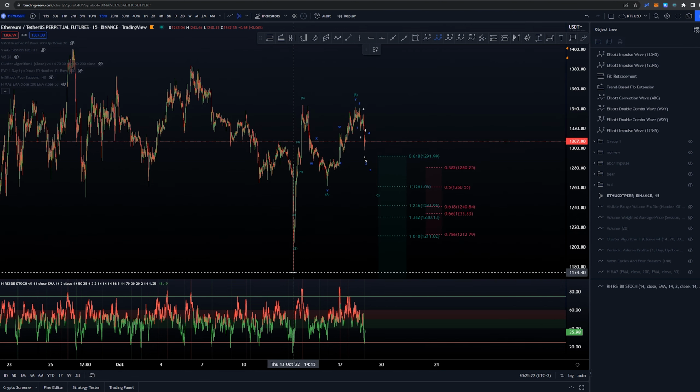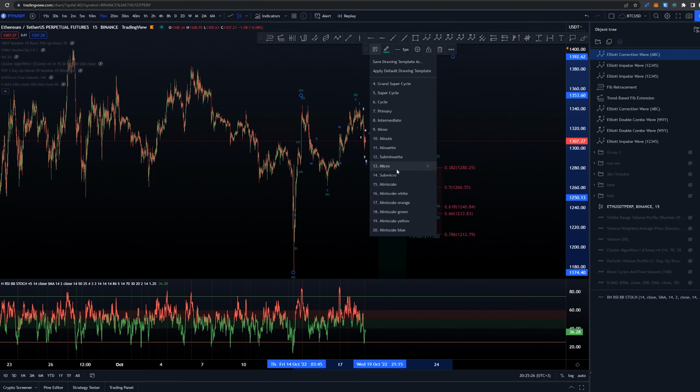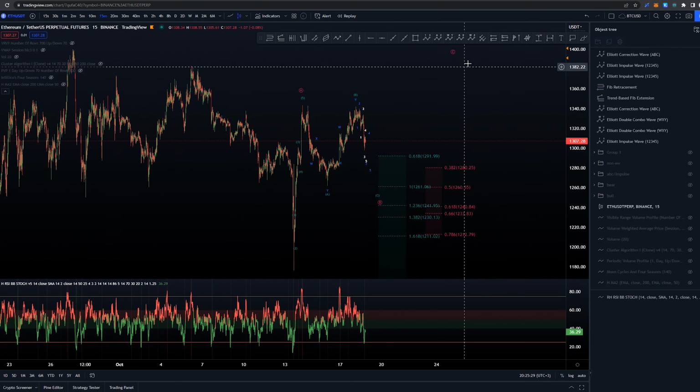So overall, again, we would be looking for this kind of structure higher as an ABC, or that 1, 2, 3, 4, 5, with the thoughts of being that wave C on higher time frame. But that is pretty much again everything I want to share on ETH at this very moment.